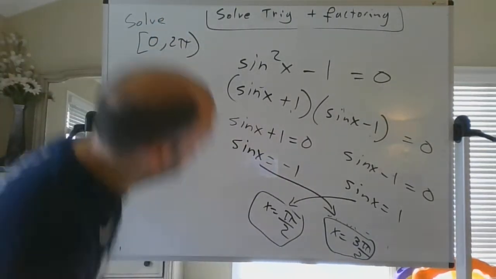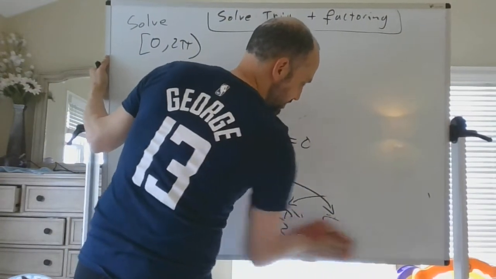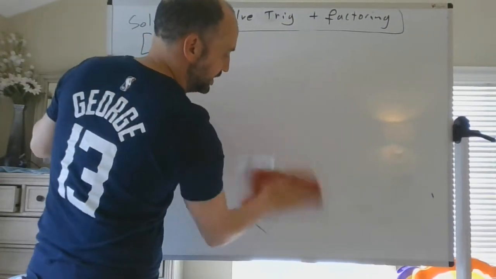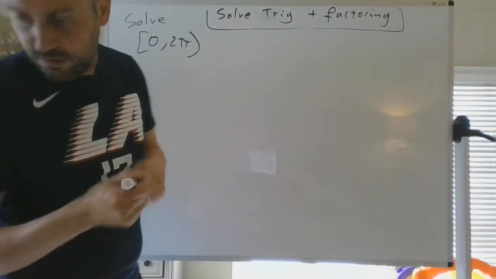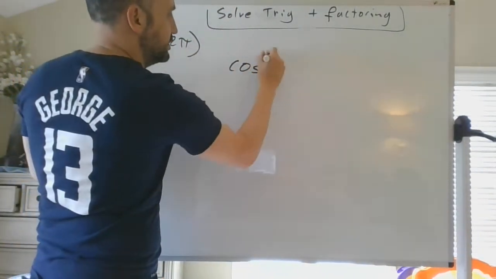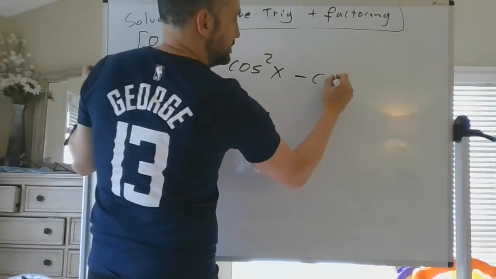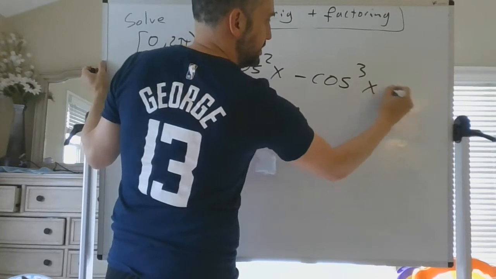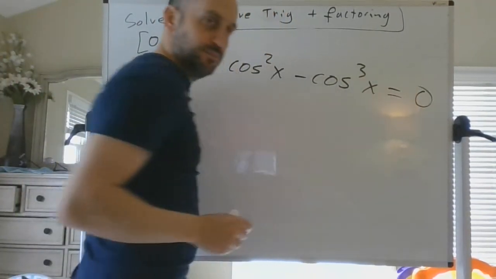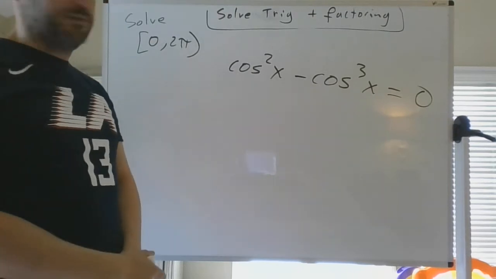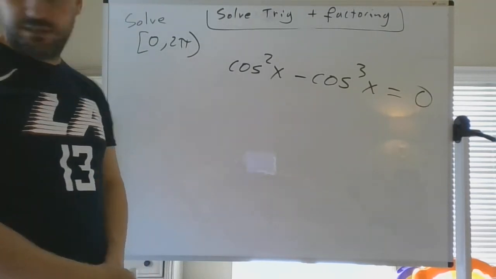Let's try something like this. Even pause the video when you get to it and try to see if you can figure out how this is being factored. Okay, let's try this. Cosine cubed x minus cosine x equals 0. Okay, so think about how we can factor that. It is factorable. I'll tell you that much right now, but how can we factor this?